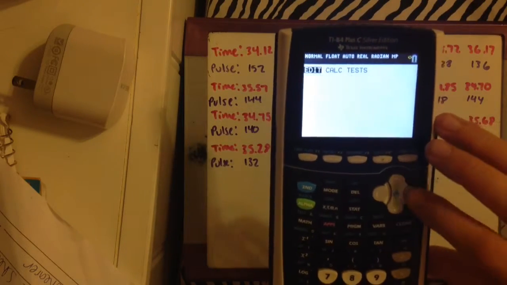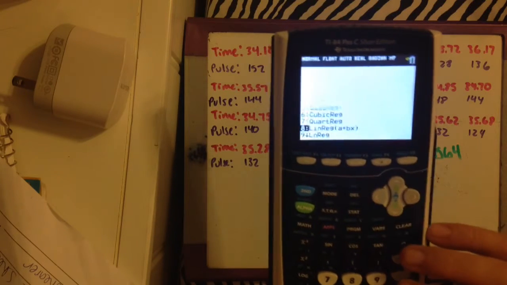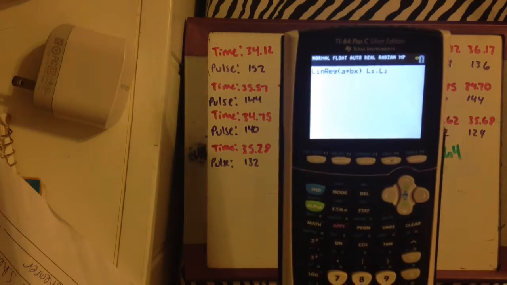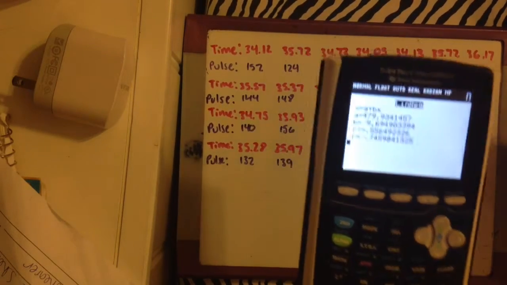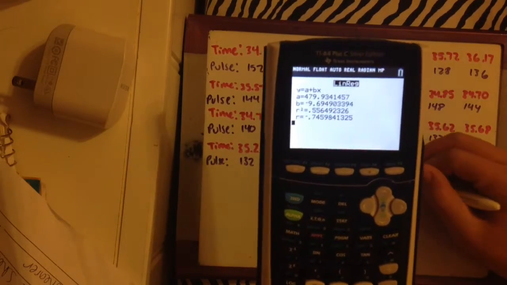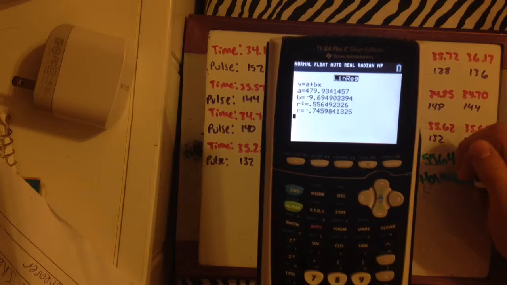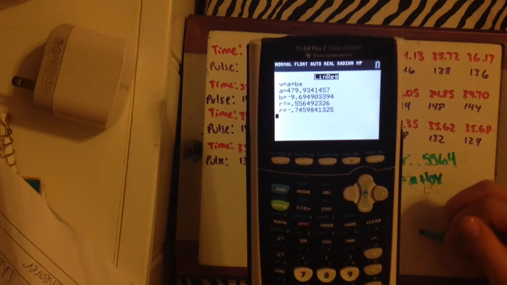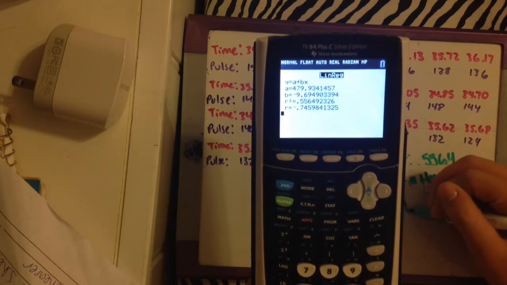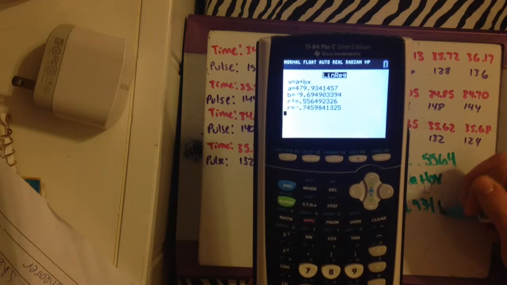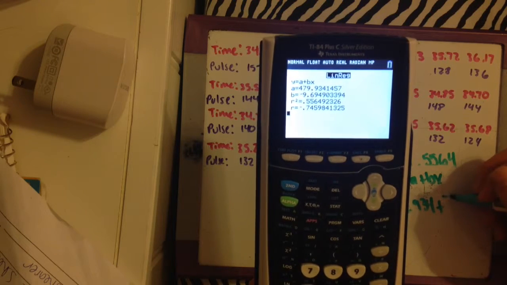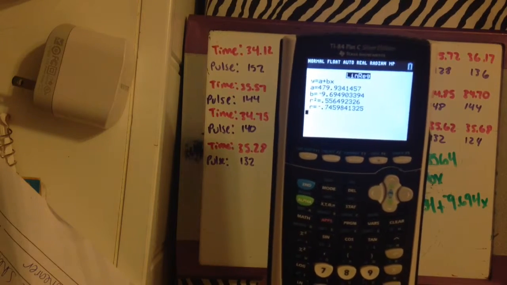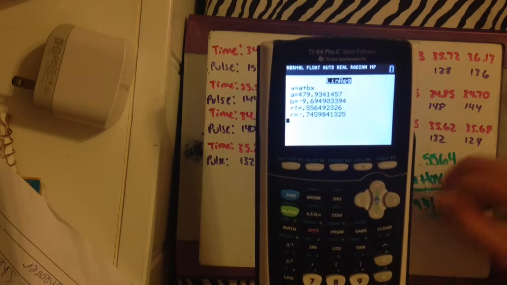We need to get back to the linear information so we can find our equation. Let's go to 8. Make sure we have L1 for X, L2 for Y. Calculate. Linear regression equation is Y equals A plus BX. Our calculator gives us all our information. We have Y equals A, 479.934 plus B, negative 9.694x. There's our equation. Let's go ahead and box that.